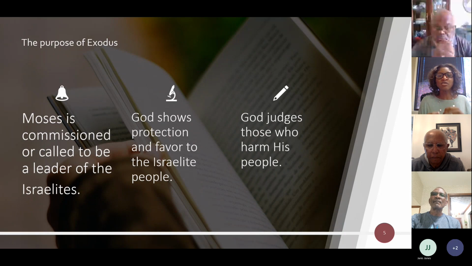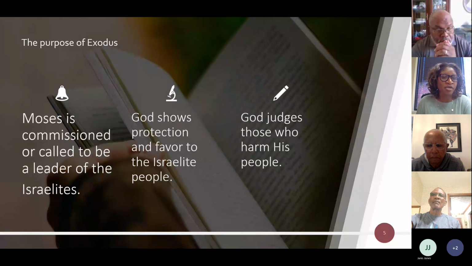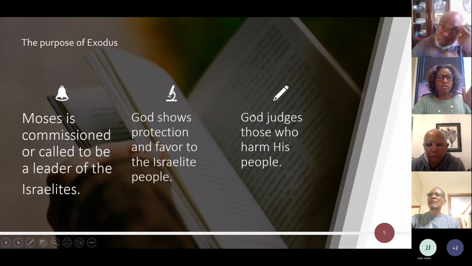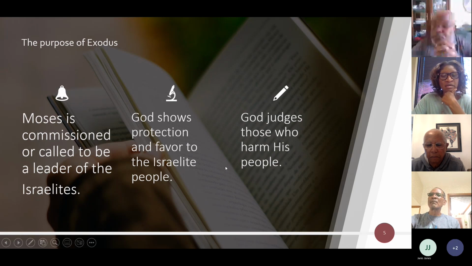Okay. Another purpose of Exodus is that God will judge the people that harm his people. And I'm telling you, Exodus was such an encouragement. I keep going back to the African-American experience during slavery, because what was the key thing? Well, if I can't beat Massa, if I can't stop him from lynching my family, if I can't stop him from raping my daughters, I know that God is going to take care of him at some particular point. Okay. There are many purposes, but I want you to catch those purposes of the writing of this book.